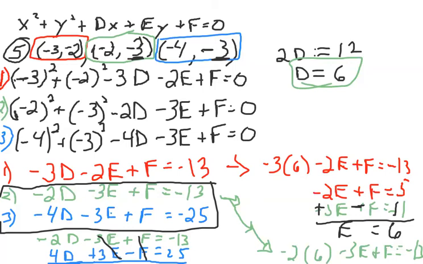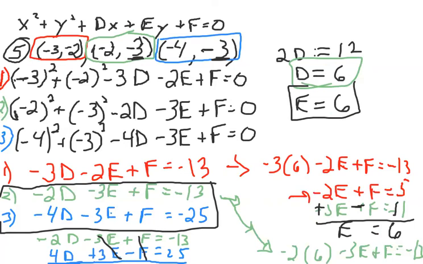So that gives me up here e is equal to 6. So now I'm going to take that d and that e, and I can plug it into any one of my equations and solve for f. So I'm going to take that 6 and plug it into my red equation, this equation right here.